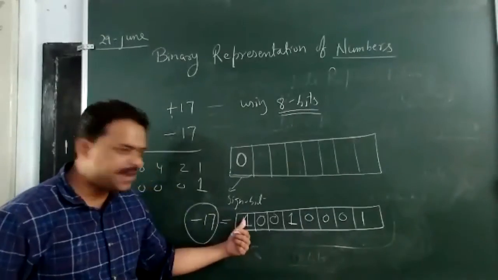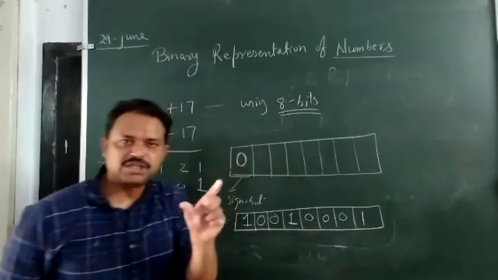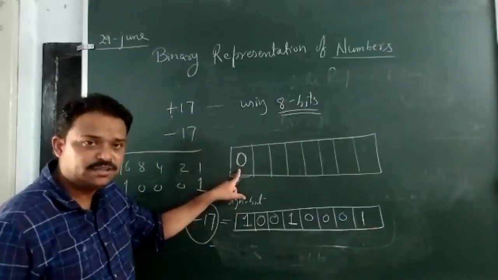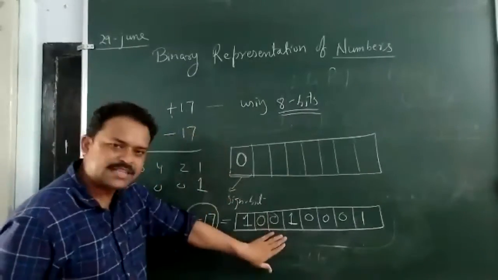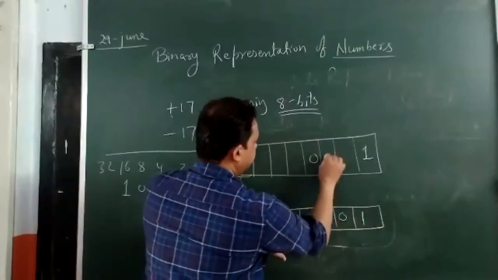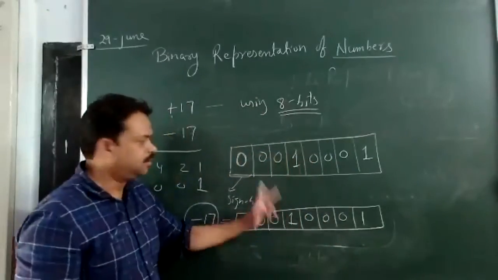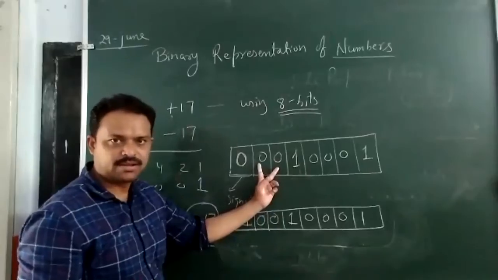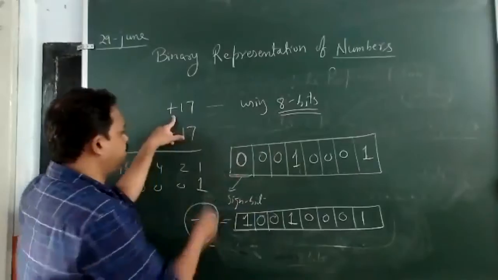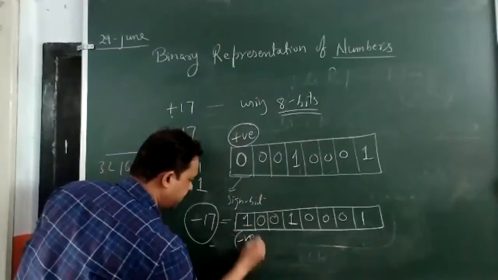One for the negative sign, and these are the 7 bits for representing the 17 magnitude. Here, what will be the representation for plus 17? Same as it is: 1, 0, 0, 0, 1. Put 0 in the extra space, and I am writing 0 because it is positive. This one is negative.